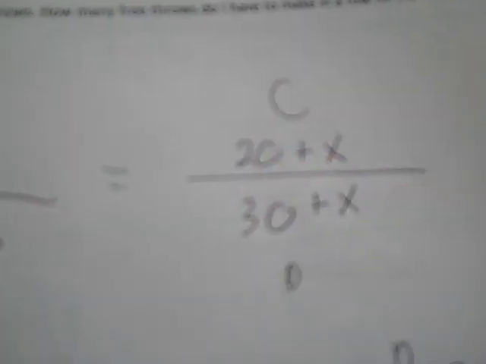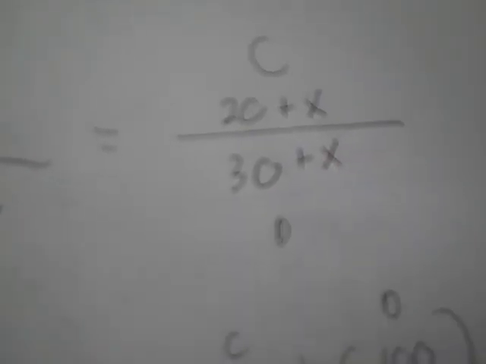Because if I make 10 here, that's 30. If I make 10 here, that's 40, and then 30 out of 40 is 75%.